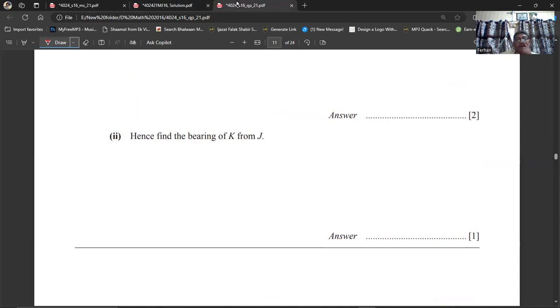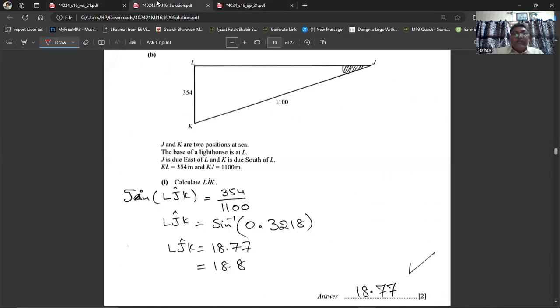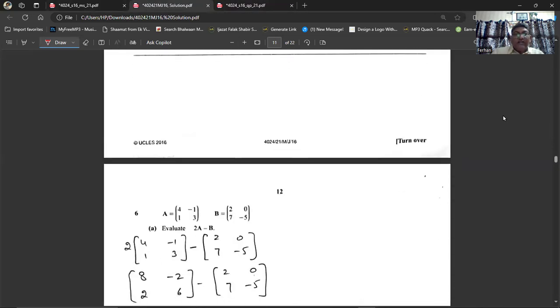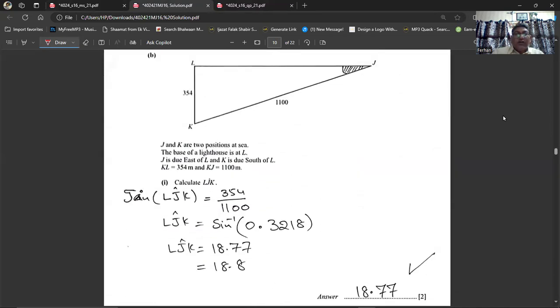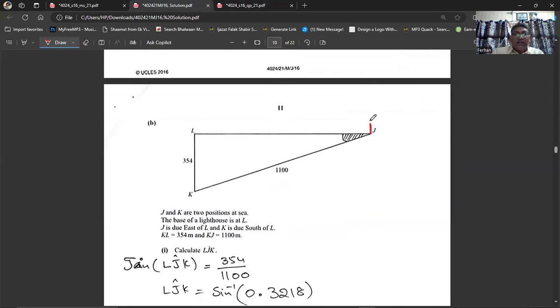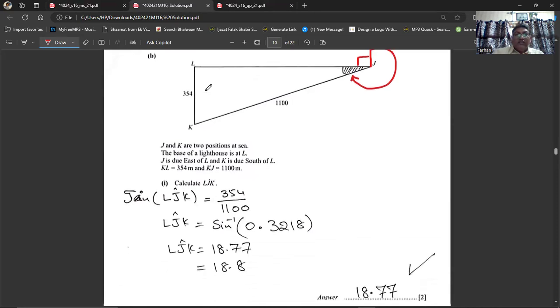We have question number 5B, second part. Hence, find the bearing of K from J. So they want me to find the bearing of K from J. The method is very simple. Suppose this is north. They want me to find this angle. This angle is definitely 90 because this is east. If I know this angle, just add them and then subtract from 360. Very simple.